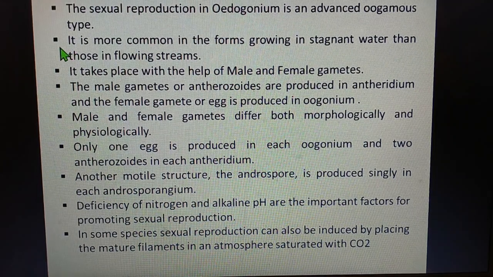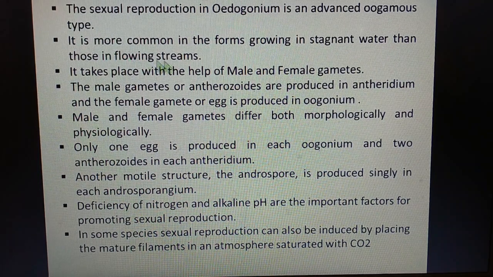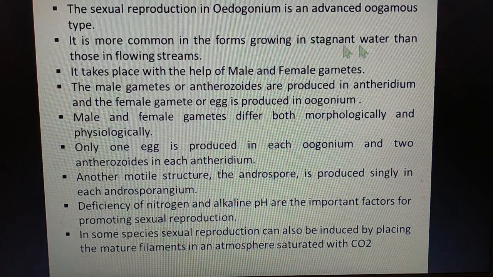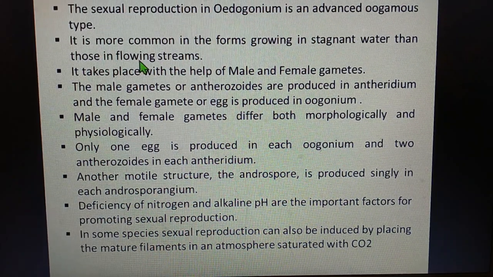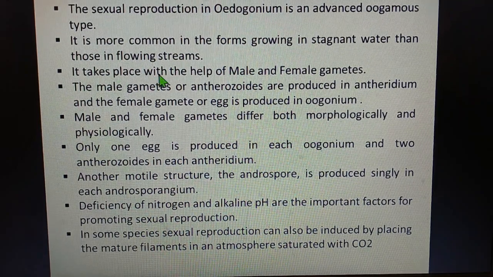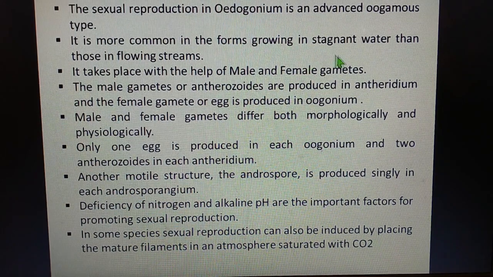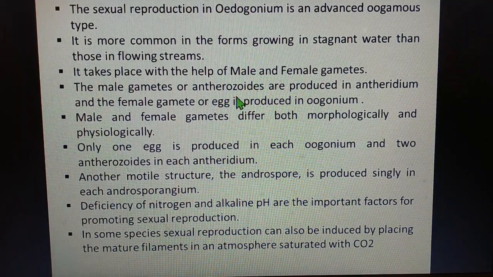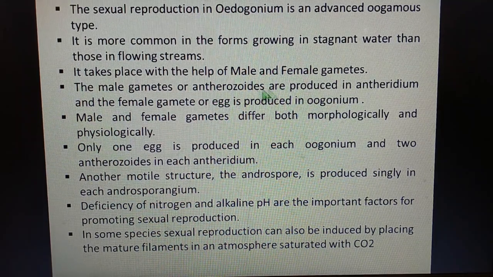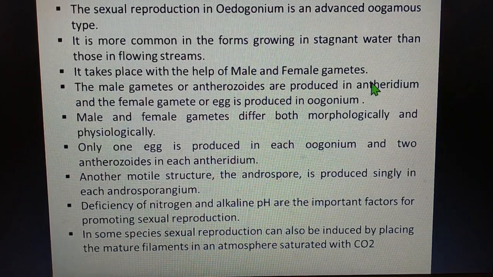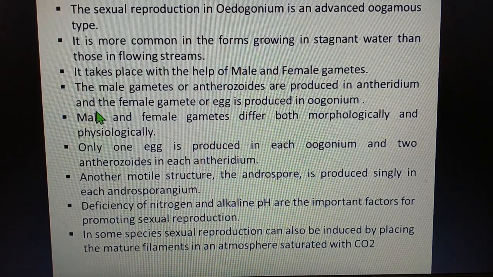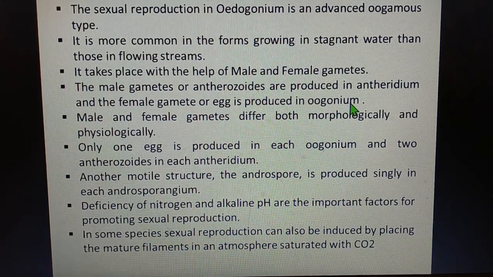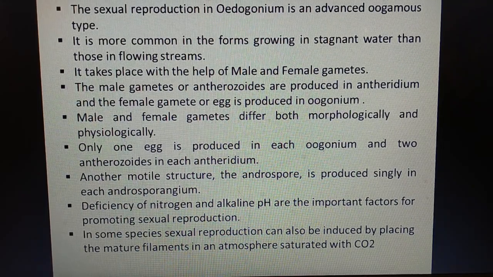Now the sexual reproduction in Oedogonium is more common in those forms which grow in stagnant water rather than those which occur in flowing streams, and it takes place with the help of male and female gametes. The male gametes in Oedogonium are referred to as antherozoids. The antherozoids are produced in the antheridium, the male sexual structure, whereas the female gamete, also known as the egg, is produced in the oogonium, the female reproductive structure.